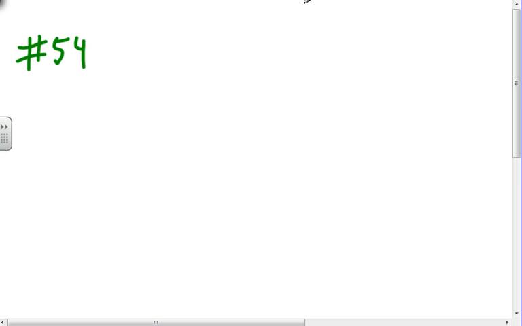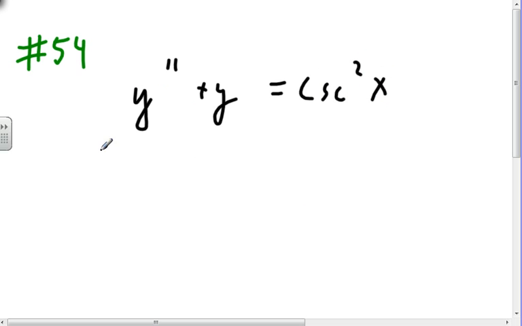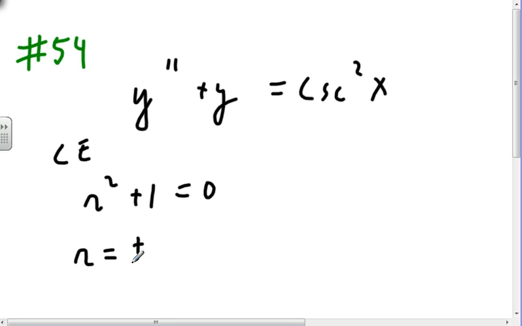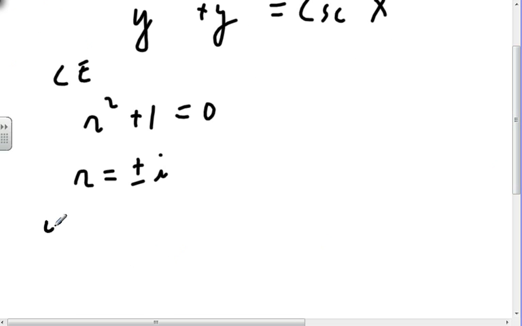Because it's got a cosecant in it. Who put that? What do you mean cosecant square? Anyway, so I got y double prime plus y is equal to cosecant squared x. All right, so I've got a characteristic equation. R squared plus 1 is 0. So R is going to be plus or minus i.